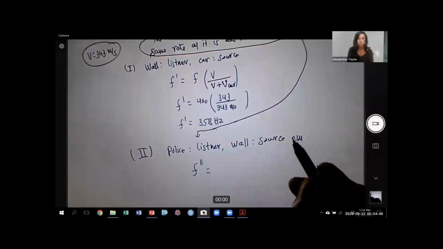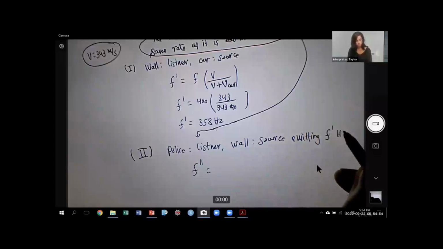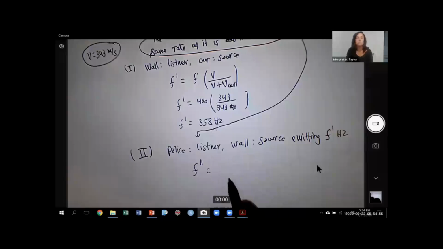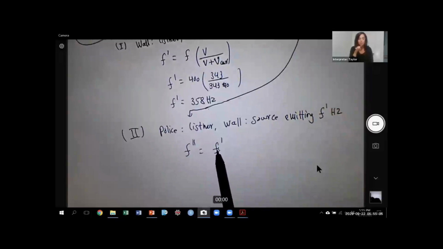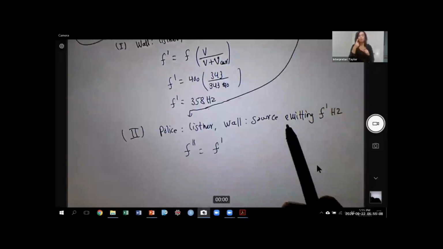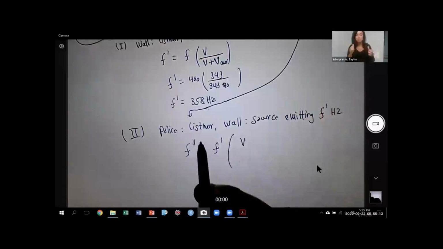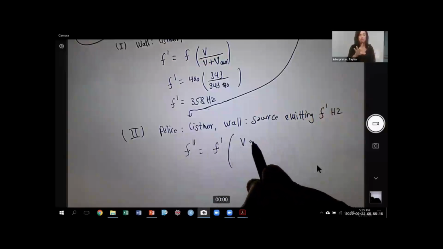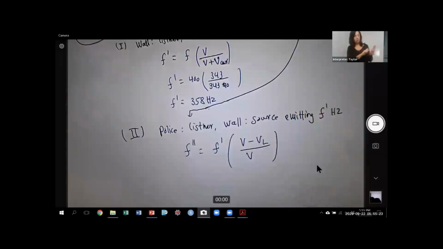The wall is the source of sound, which is emitting F1 hertz, F prime hertz, which is 350. So you have to now use the original sound wave as F prime, because that works as the original frequency now, because the wall is reflecting right at that rate. Now the police is moving away, right? The police is the listener moving away, so VL, divided by the wall is at rest, so VS is 0. And that's your final answer.